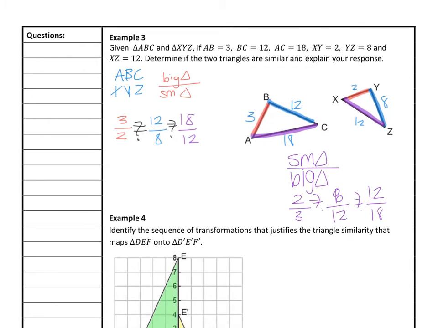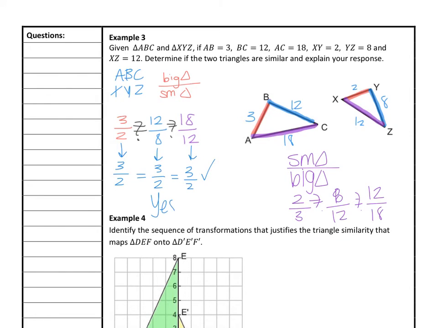Okay, so I'm going to take my big over small, because that's what I did first, and reduce them. Simply type them into the calculator and get the reduction. 3 over 2 does not reduce. Nothing's in common with top and bottom. 12 over 8 I can divide by 4 to give me 3 over 2. 18 over 12 I can divide by 6 to give me 3 over 2. These are all equal, so it's checking out.